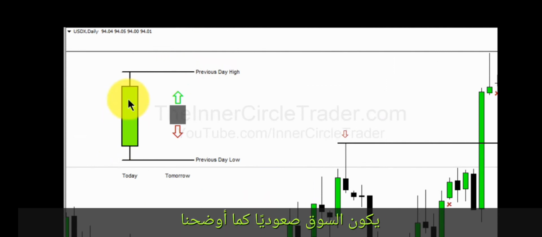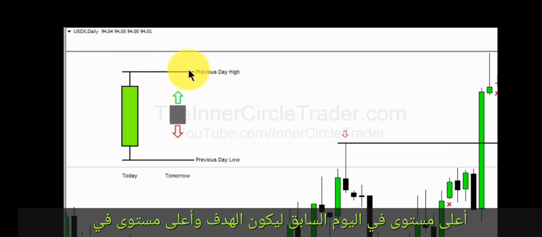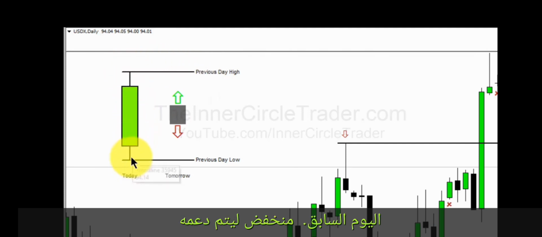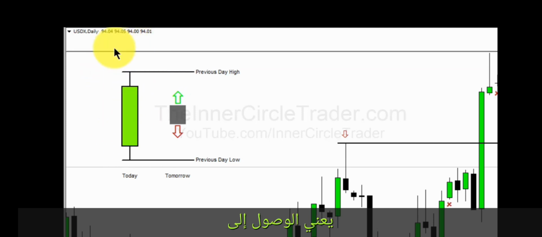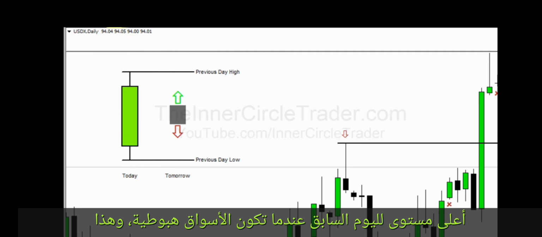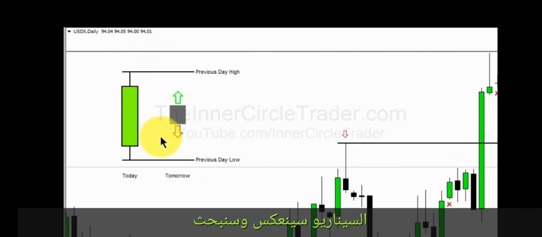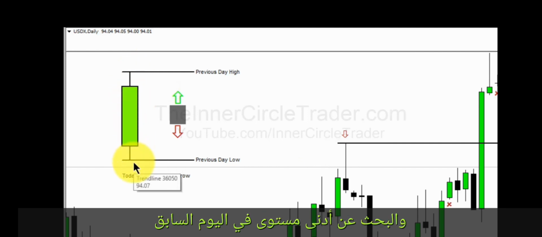But when the market is bullish, as we've outlined it over here, we're going to be looking for the previous day's high to be the target, and the previous day's low to be supported. In other words, there shouldn't be any movement below the previous day's low. It should all focus on the buy side. It means reaching for the previous day's high. When the market's bearish, this scenario would be reversed. We would be looking for price having an inability to get above the previous day's high and to seek the previous day's low.